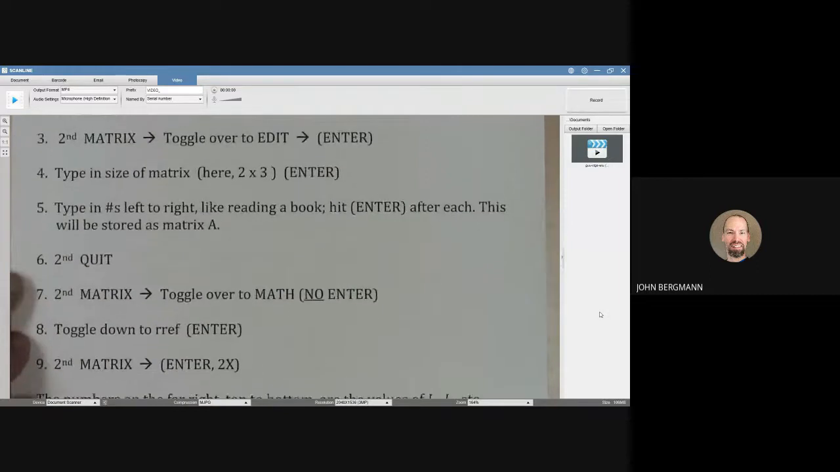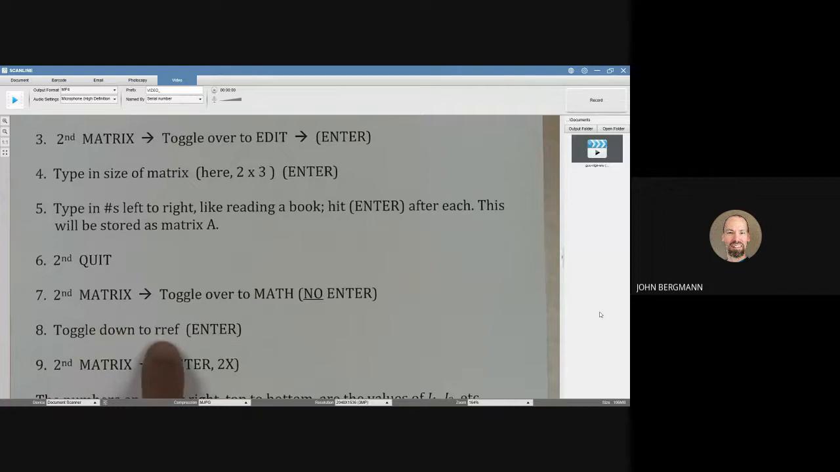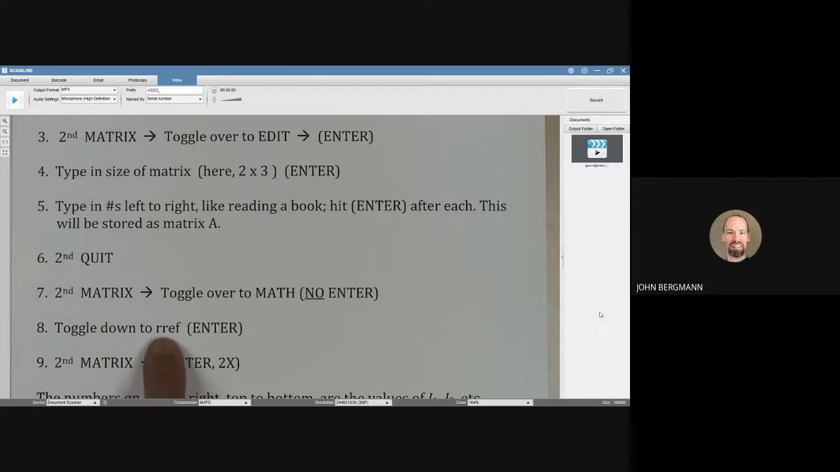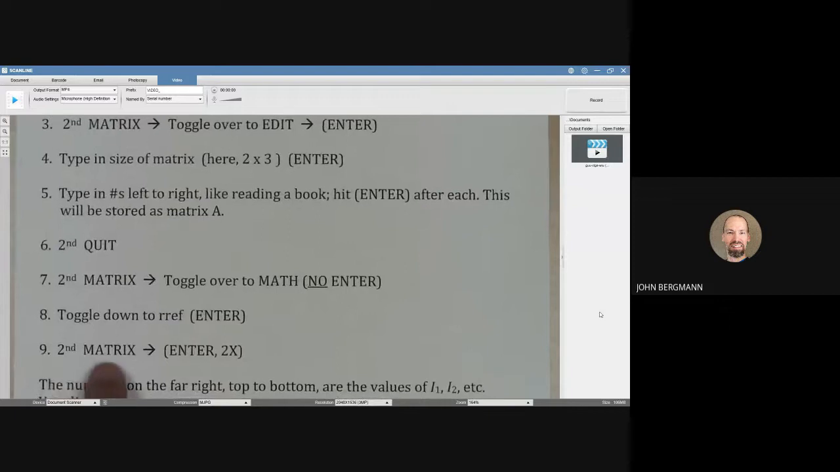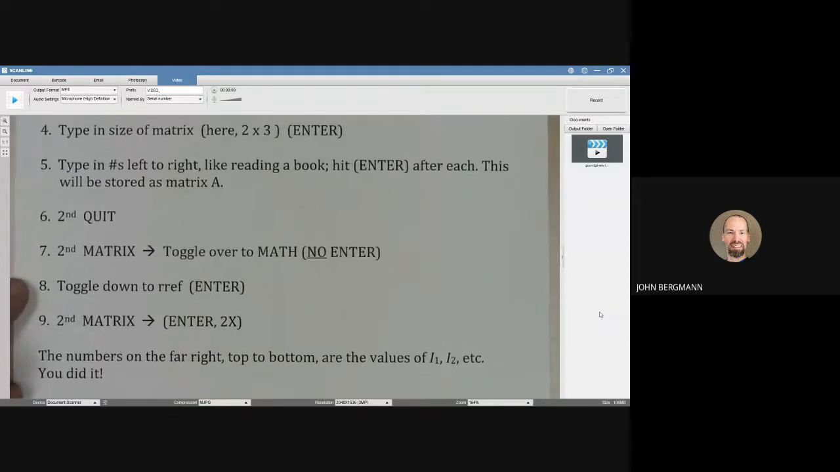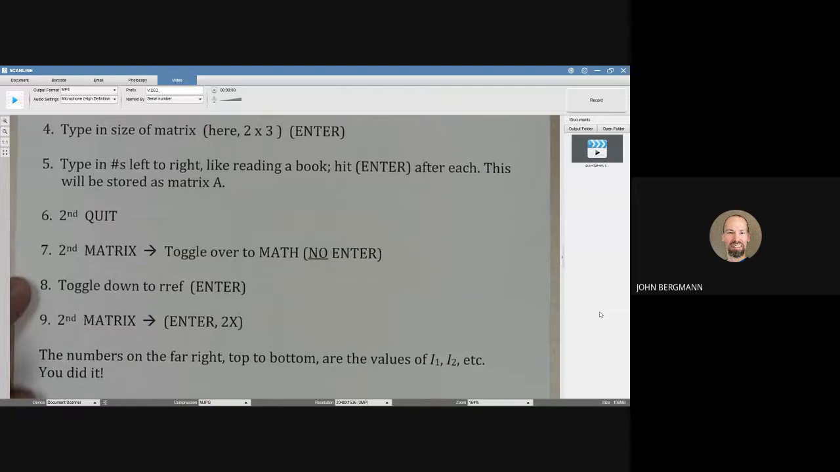Then we go back into matrix. We're going to toggle over to math. Don't hit enter. We're going to toggle down, it's quite a ways, to RREF, which stands for reduced row echelon form. We're going to hit enter. Then we go to second matrix and hit enter. That inserts matrix A in there, and you hit enter a few times, and boom. The values of I1 and I2 are there. Let's show you that real quickly here.